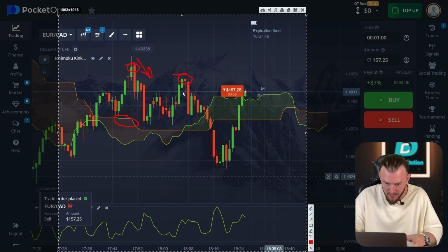Look, here we see the entry into the Ichimoku cloud. Then the levels are gradually going down. This allows us to determine that the resistance level is getting lower with each step.